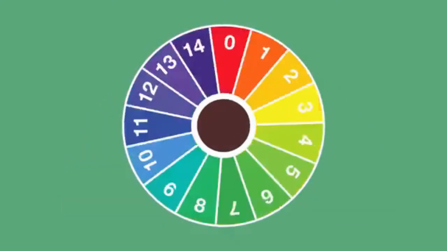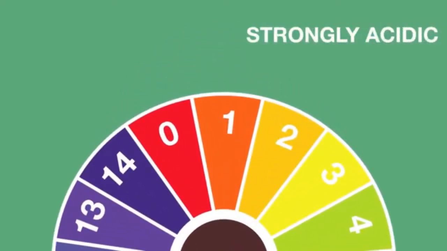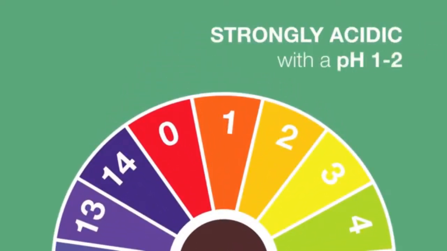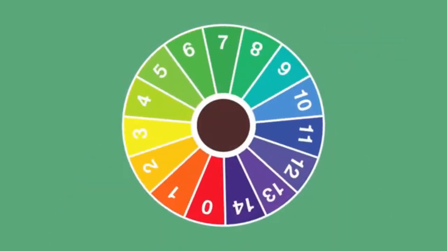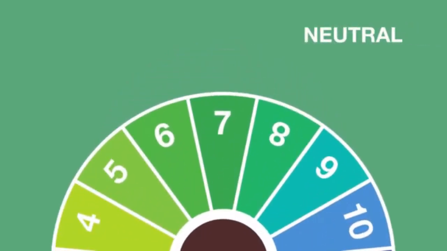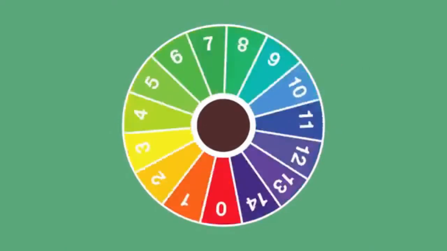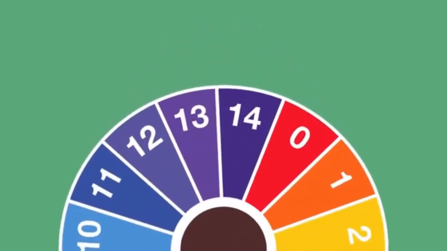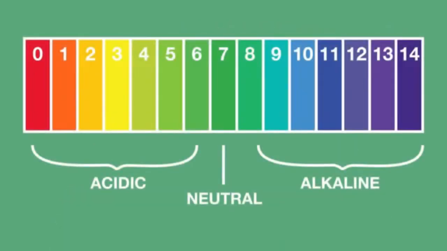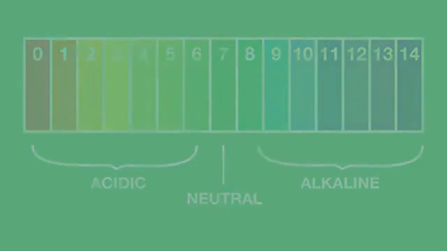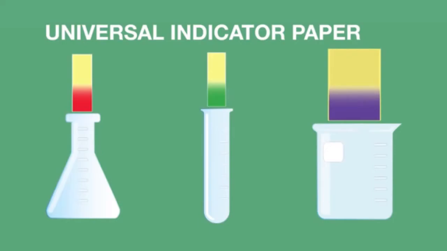If universal indicator solution turns deep red in a solution, it means that the solution is strongly acidic, with a pH of 1 to 2. If the universal indicator solution turns green, it means that the solution is neutral, with a pH of 7. If the universal indicator solution turns dark blue or purple, it means that the solution is strongly alkaline. Universal indicator paper works in exactly the same manner.